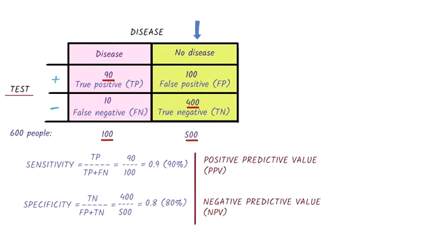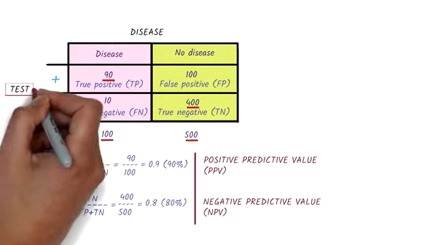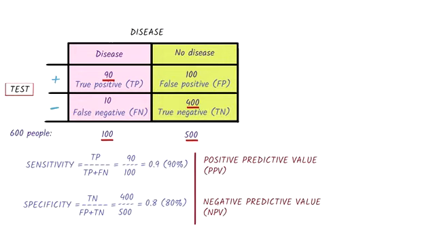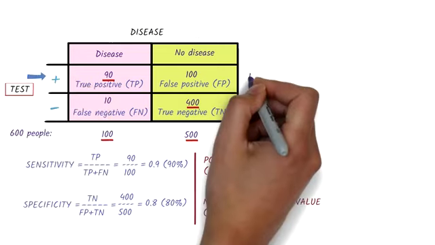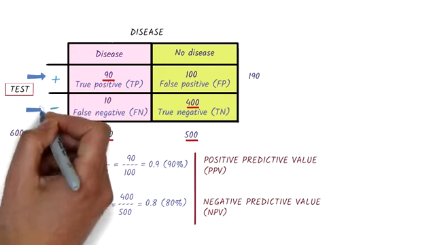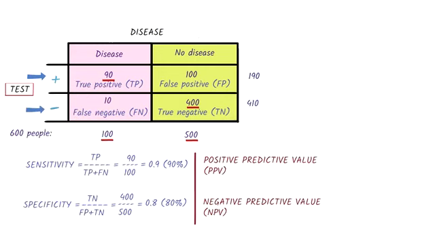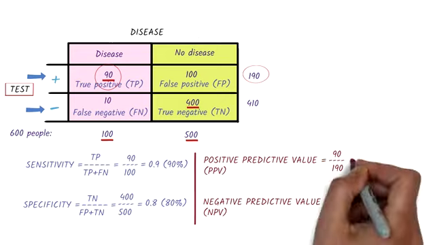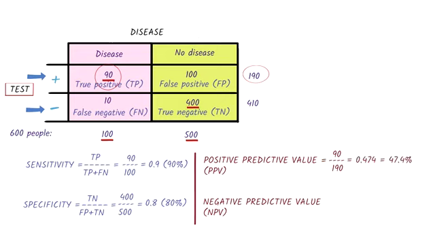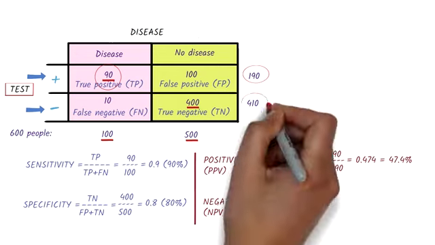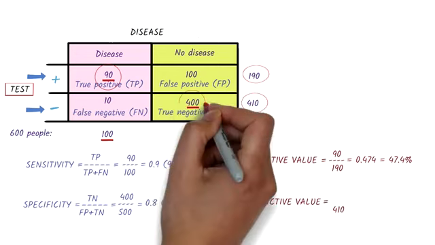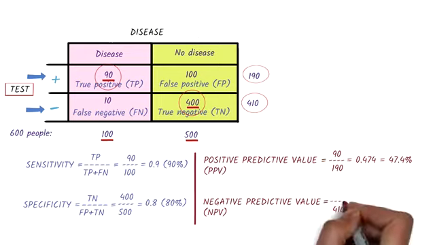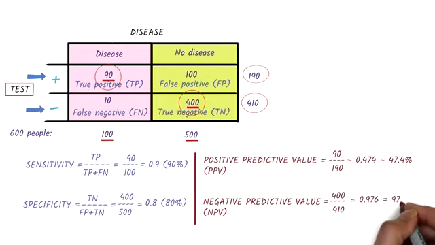It uses the same information but looks at it from a testing point of view. Let's use the same values we used in our previous example. There are 190 people who test positive and 410 people who test negative. The positive predictive value is the proportion of people with a positive test who actually have the disease. In this example, the positive predictive value is 47.4%. The negative predictive value is the proportion of people with a negative test who do not have the disease. In this case, the negative predictive value is 97.6%.